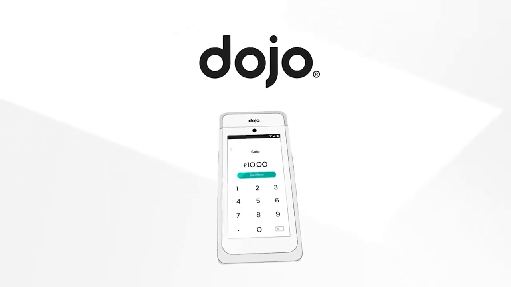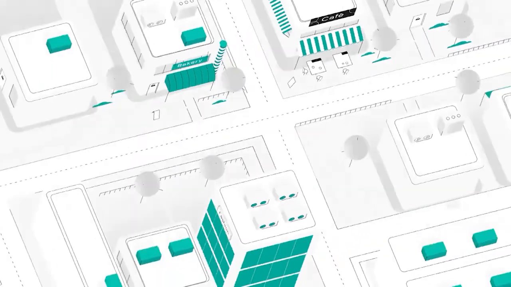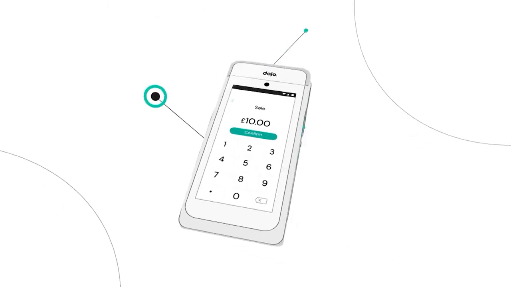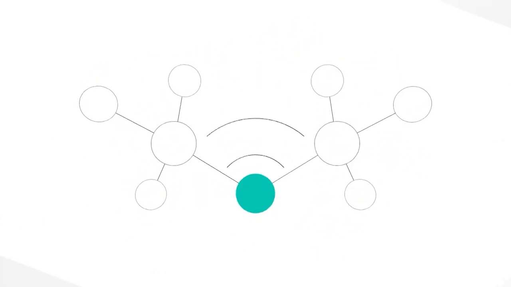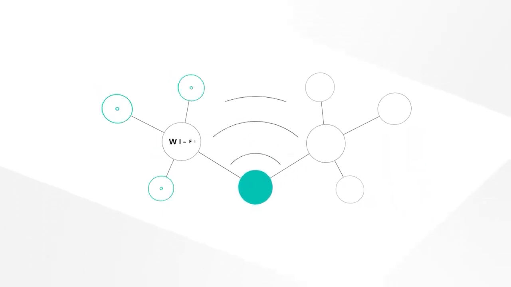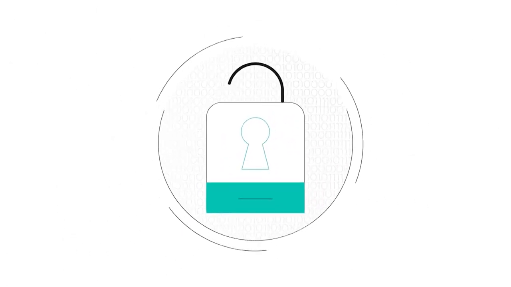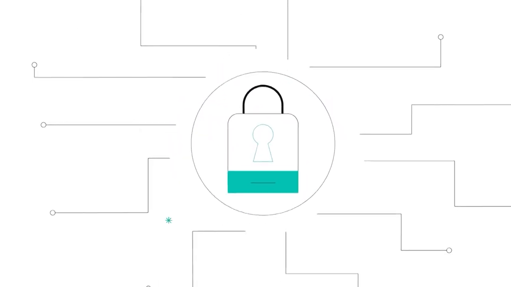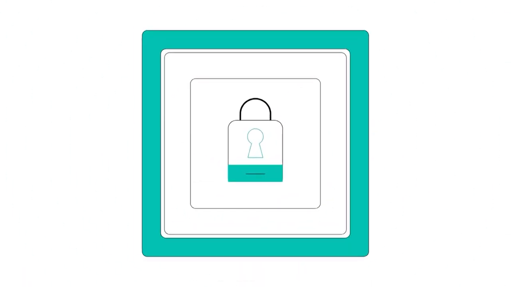This is the new Dojo Go. It's built with simplicity in mind, because we know that running a business is complicated enough. Which is why the Dojo Go comes with features designed to make taking payments effortless, like seamless connectivity. This means it can transition between Wi-Fi and 3G if you need it to, so your payments just flow. And security? Dojo Go has that covered too. It comes with point-to-point encryption. Think of it as belt and braces security. It's the most rigorous payment security standard, and means your customer's card data is protected, and so is your income.